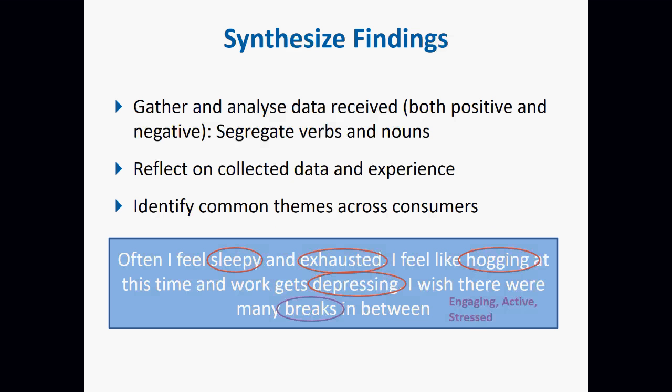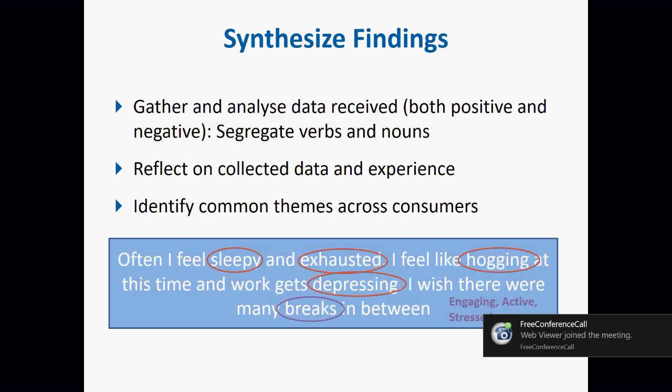So when we interact with customers, we get verbs and adverbs as one kind of data, and nouns and adjectives as another type of data. And if there are multiple consumers, group all the data from all customers and see if there are any common themes that come out of these. Let's do a quick example on what it means to segregate verbs and nouns. So let's take this example of a statement that is taken from a customer or from an employee at work.